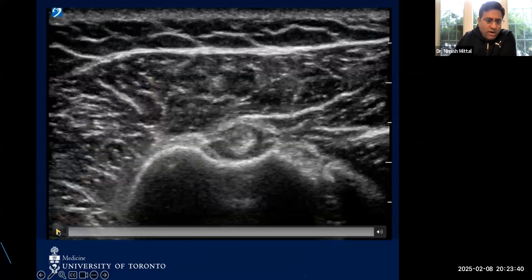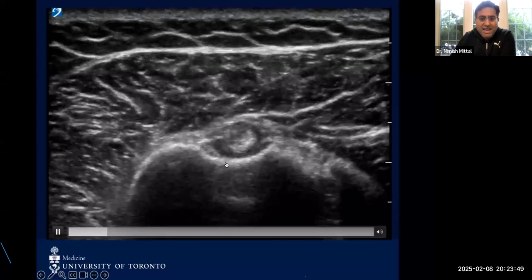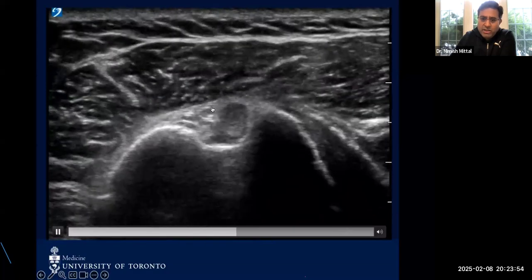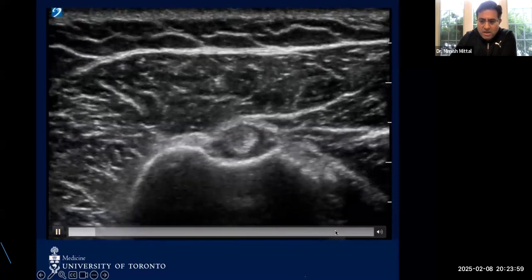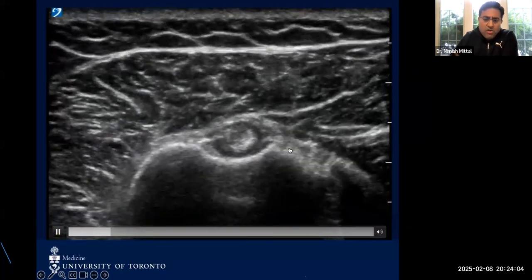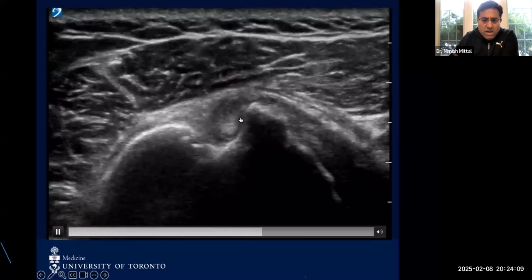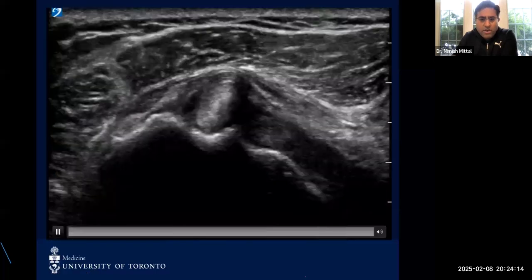Just to show you how the scan works, right now the probe is kept in the transverse orientation. We are in the bicipital sulcus, the intertubercular groove. You can see the greater tuberosity, the lesser tuberosity. As I scan cephalad or upwards, you can see the biceps tendon here. It's actually perching a little bit on this side, but as soon as we go further higher, you can see that, getting around this area, now you hit the rotator interval region.